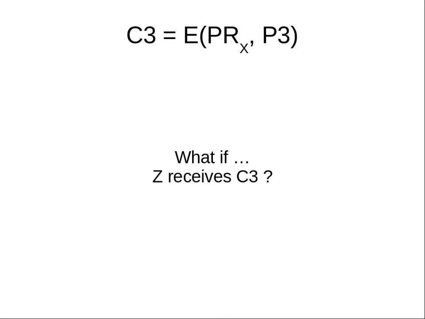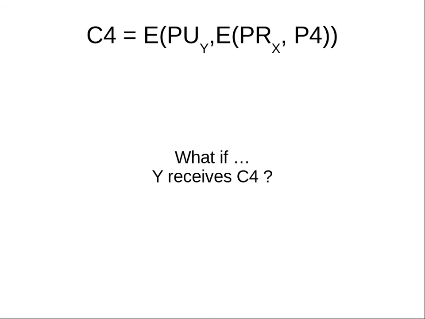Can Z verify it came from X? Yes, because if it does decrypt with the public key of X, then it means it was encrypted with the private key of X. So Z also knows it came from X. From Y and Z's perspective, they know the same, right? So everyone can verify this message. Everyone can see the contents. We can combine the two forms of public key encryption to provide both confidentiality and this authentication.